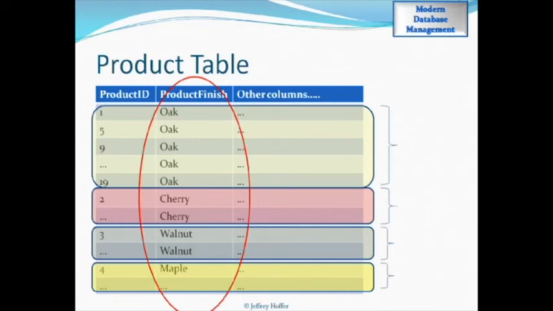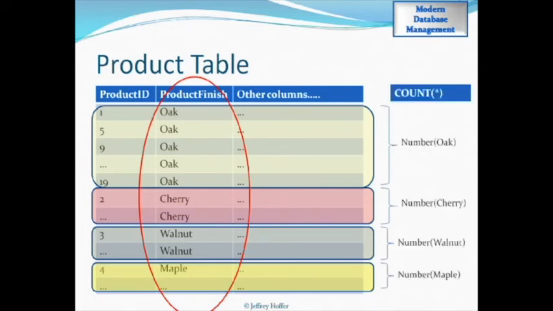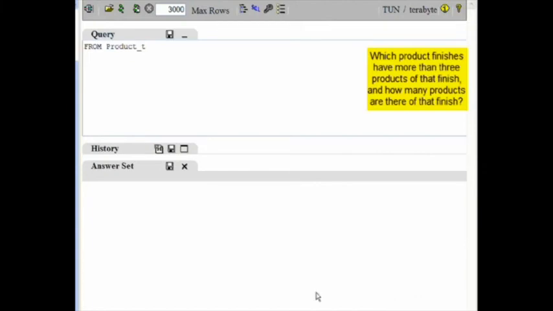SQL has a function to count the number of rows, which is not imaginatively called count. We say count star because we want to count the number of rows. So the question indicates the select clause of select product finish, count star or asterisk.